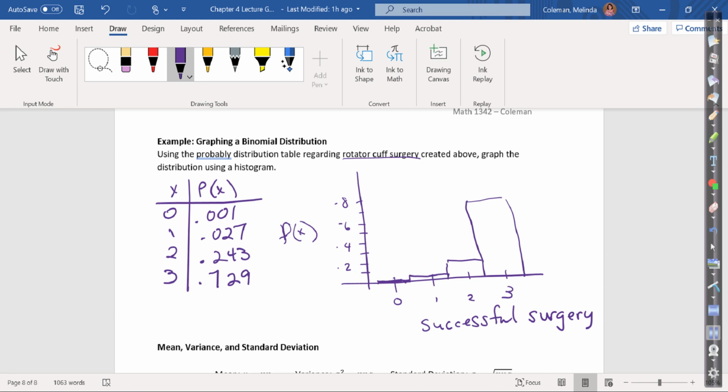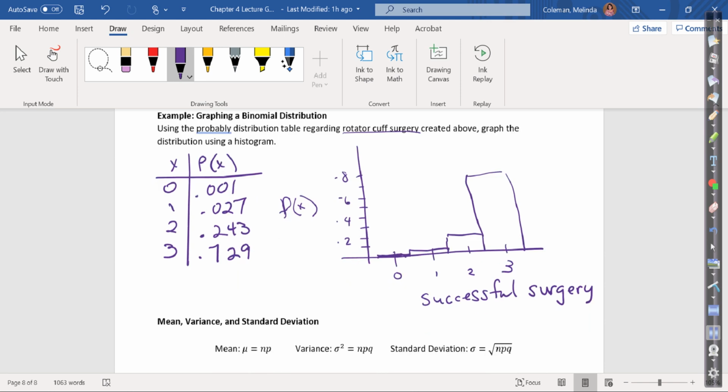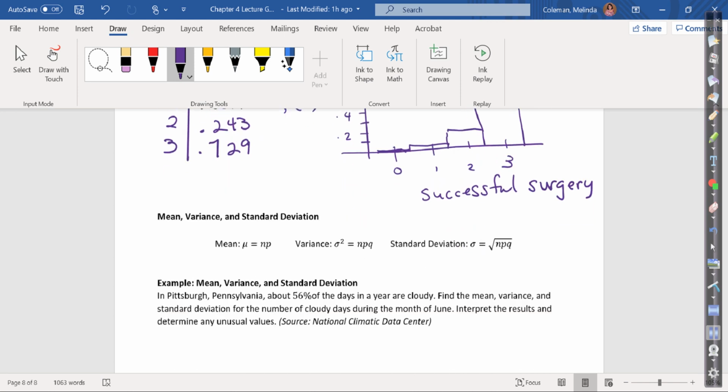So this graph does indicate that more than likely we're going to have a successful surgery. The graphs are interesting, but not always telling. It will be more so when we talk about normal PDFs.